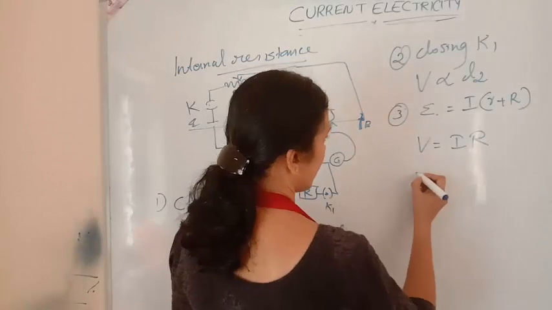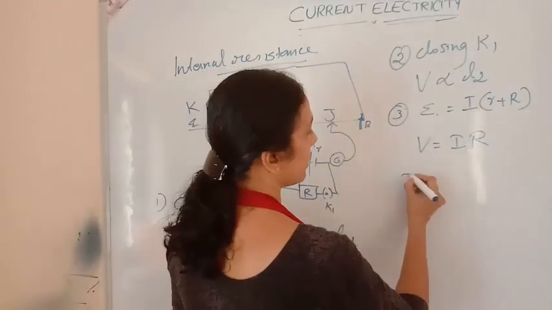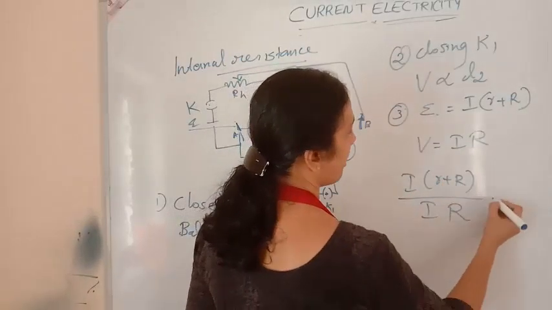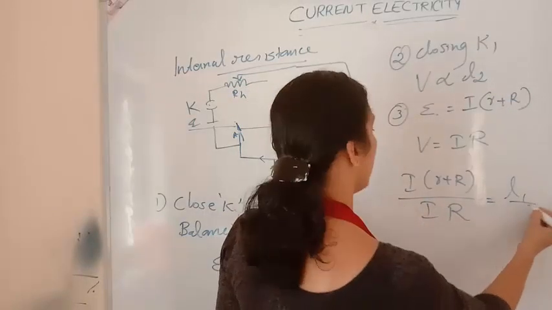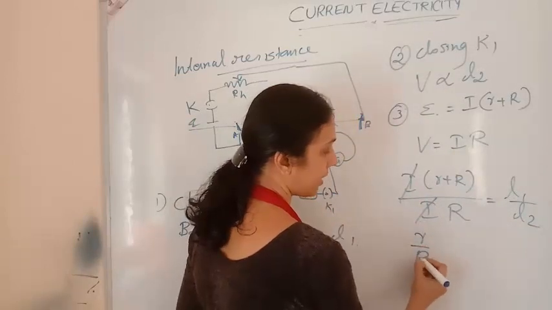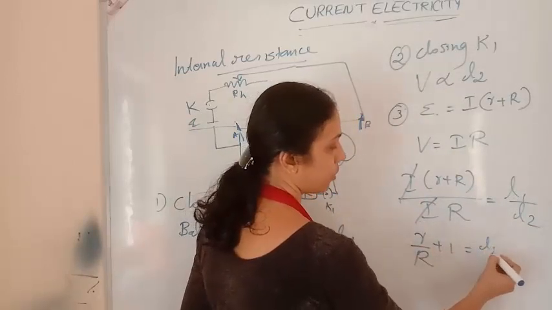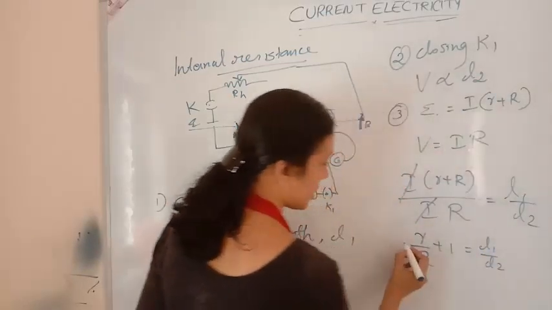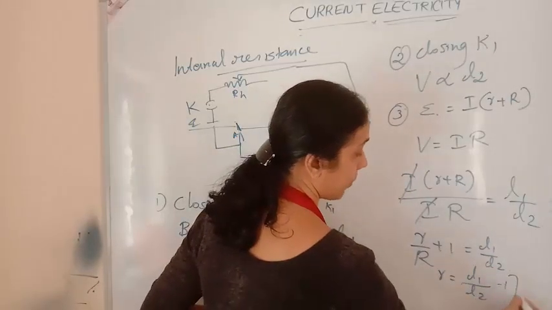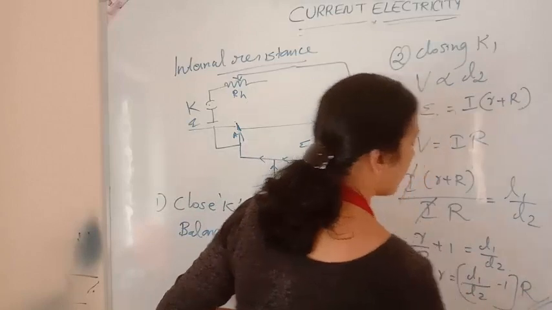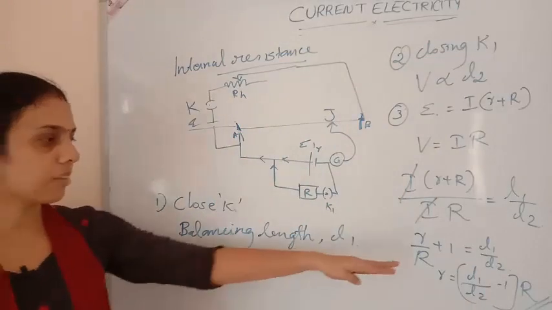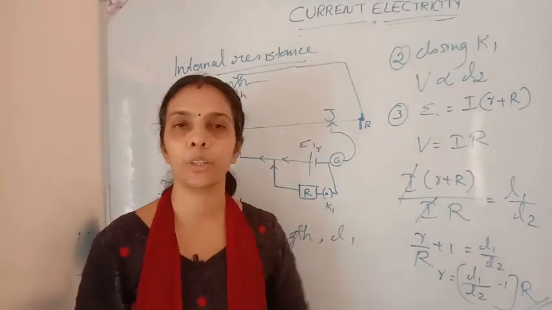So we will be getting it as, instead of E, I can give I into (R plus r) divided by I into R, which is equal to L1 by L2. Okay, so I and I will get cancelled. (R plus r) divided by capital R equals L1 by L2. So we can write it as r equals (L1 by L2 minus 1) into capital R. Okay, clear? So this is how we will find the internal resistance. The final expression is (L1 by L2 minus 1) into capital R.